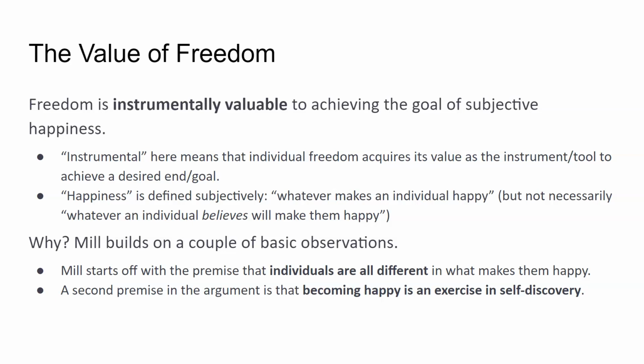Right? And happiness, of course, as a utilitarian, Mill has to define happiness mostly subjectively. Whatever makes an individual happy. But note, he's not necessarily saying whatever an individual believes will make them happy. We might be wrong in all sorts of ways about what makes us happy. That's why, to some degree, we need freedom to discover happiness. We'll talk about that later.